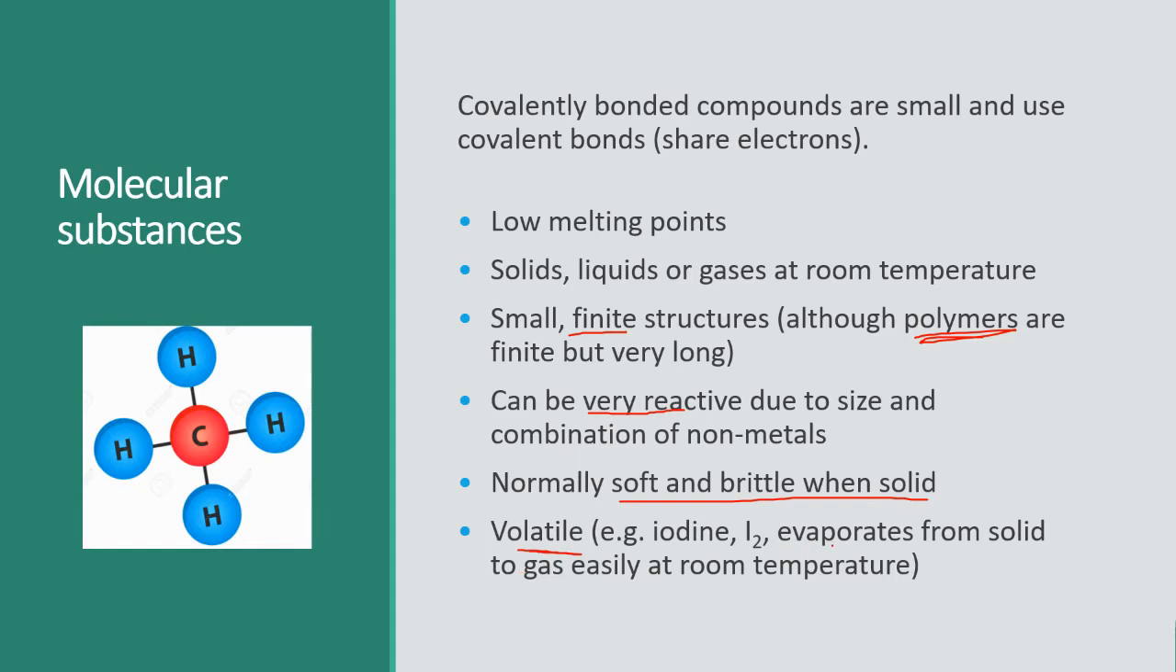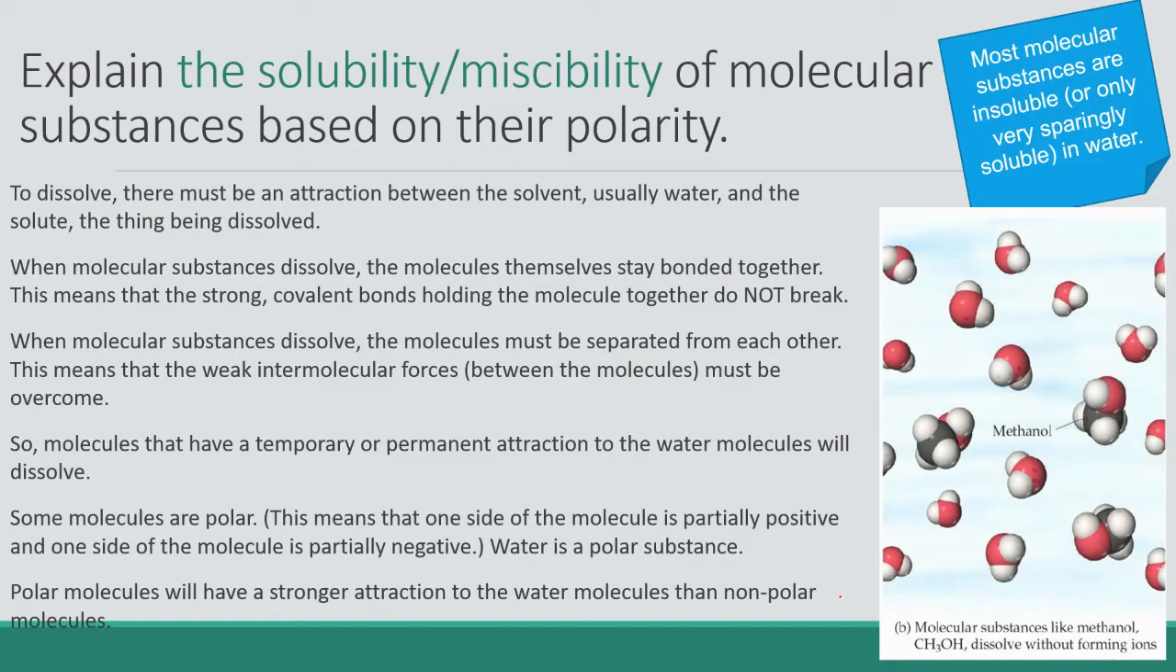So iodine actually evaporates straight from a solid to a gas at room temperature. If you've got some purple iodine crystals, they are so volatile that you don't need much energy to change them into a gas. That's called sublimation, remember? This video is about how the structure and the bonding of the particles affects the physical properties. The first physical property we're going to think about is solubility.